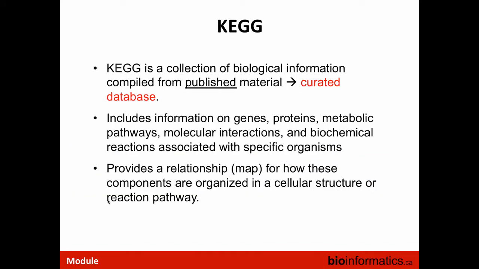KEGG is a collection of, it's not just about pathways, it's a collection of biological information. It's clear to point out that this is compiled from published material, so there's a team of scientists who read the papers, extract the relevant information and put that into the database. So we call this a curated database. They'll have information about genes, proteins, pathways, interactions, and reactions, and they associate these with specific organisms. There are many hundreds of organisms supported by KEGG. They provide this kind of relationship map, a diagram, showing how these components are organized in a particular cellular structure or pathway.